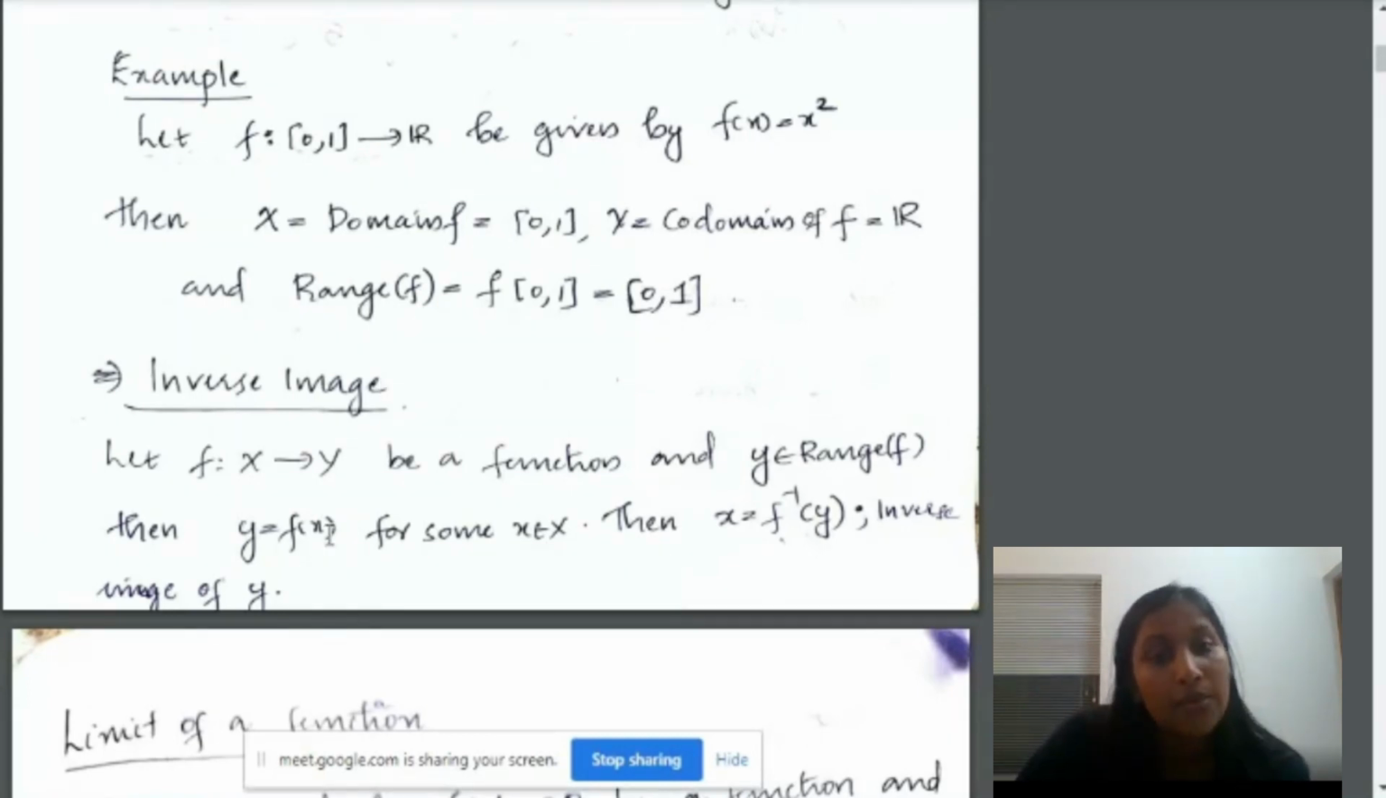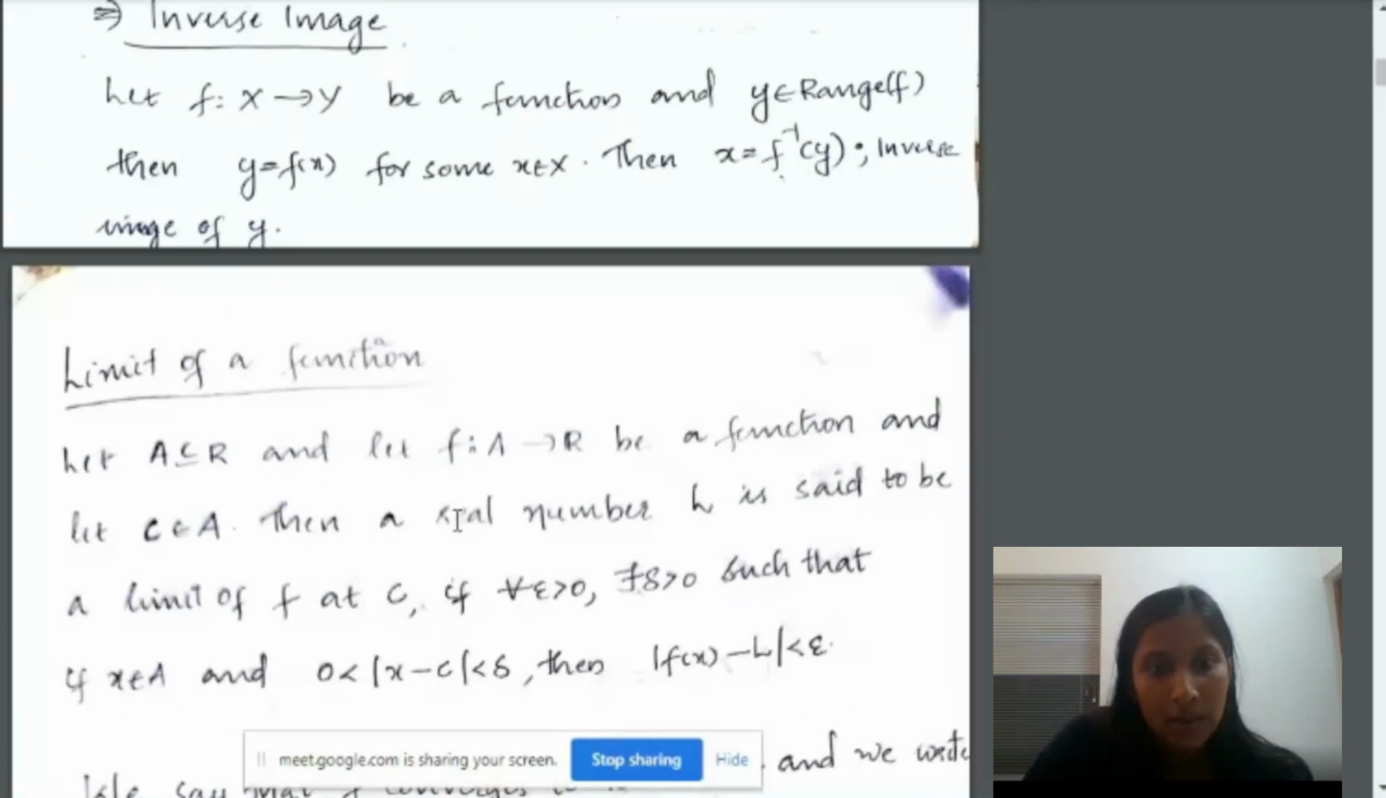Then next is inverse image. Let f be a function from X to Y and let y belong to the range of f. These are all basic definitions, just reviewing them. Since y is an image of some element x, we can write y equal to f of x. So we call that x an inverse image of y.